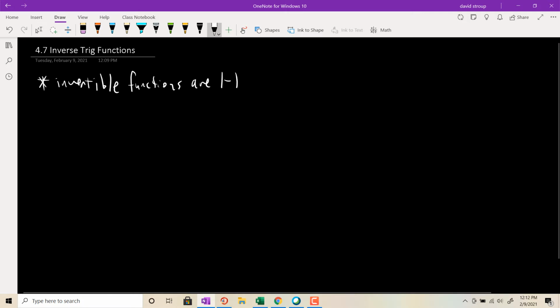So again, what does that mean visually? Let's take a look at some common functions here. So this is y equals x squared. It's clearly a function because it passes the vertical line test. Any vertical line only hits the graph in one place, but it's not invertible, because if you draw a horizontal line there, it will hit the graph in two places. So it is a function, but unfortunately it's not one-to-one, so it's not invertible.